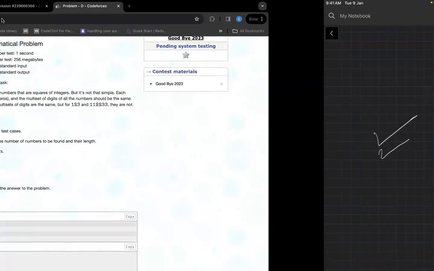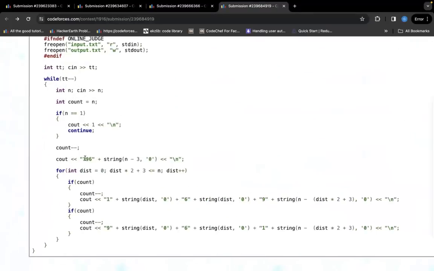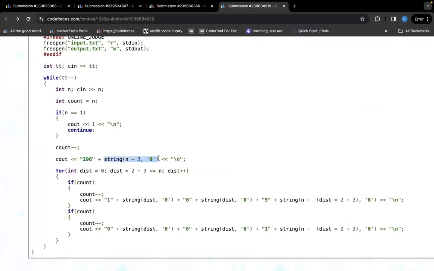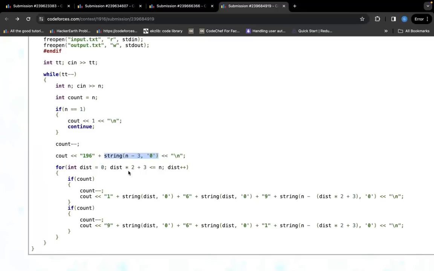So that is more or less about this solution as well. First, I print 196 plus the number of zeros, and then this is just the distance between 1 and 6 and 6 and 9. So initially the distance is 0. So I print 169. Then I print 10609. And then whatever remaining zeros are there, I print that many zeros. So I just check how many numbers I need. I need count number of numbers. If count is greater than 0, I decrement count, and then I print this number. Then again, I check if count is greater than 0, I do count minus minus, and then I print the 961 variant of the same thing.